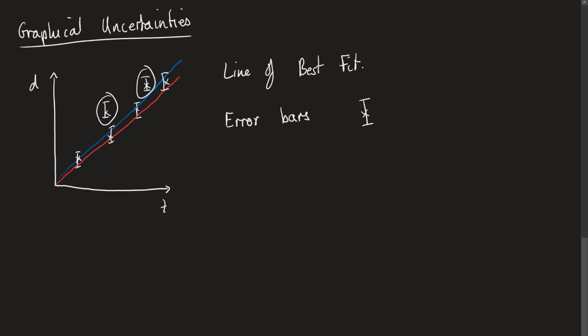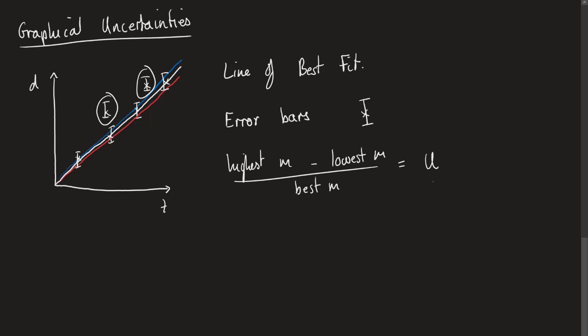And then what we would do is we would work out the gradient of the blue one, then the gradient of the red one. We would draw an actual line of best fit, which should be directly in between the 2 of them and passing through as many points as possible. We then want to find out what's the difference between the best and worst gradient. So we'd probably have the highest gradient versus the lowest gradient would be probably a better way of saying it. So the highest, I'm going to call gradient M, minus the lowest M divided by the best M is equal to the uncertainty in that gradient.